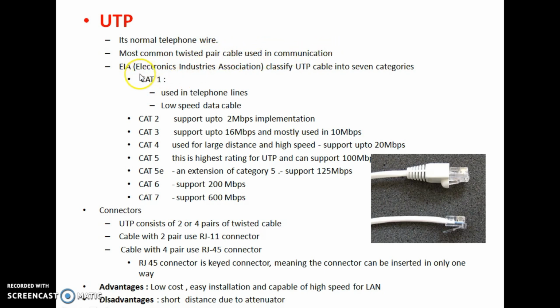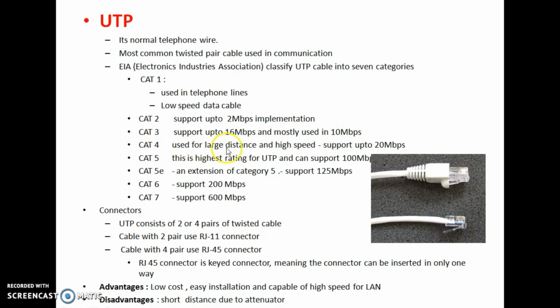The EIA, which stands for Electronic Industries Association, classifies the UTP cable into seven categories. The categories are determined by cable quality, with 1 as the lowest and 7 as the highest one. Category 1 is used in telephone lines and low speed data cable. Category 2 supports up to 2 Mbps implementation. Category 3 supports up to 60 Mbps and is mostly used in 10 Mbps speed.